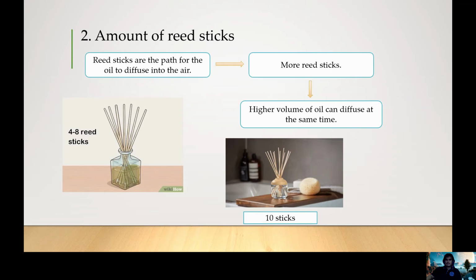The next factor is the amount of reed sticks used. For this type of diffuser, which uses reed sticks as the diffusion path, the more reed sticks used, the faster the consumption rate, because a higher volume of oil can diffuse at the same time.